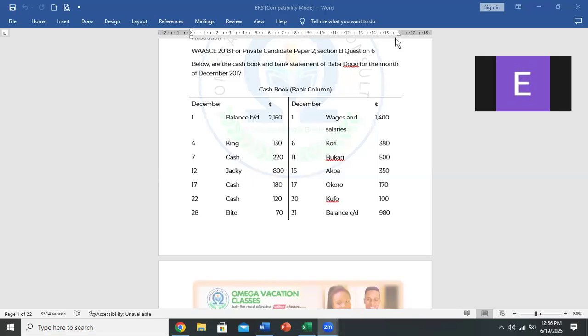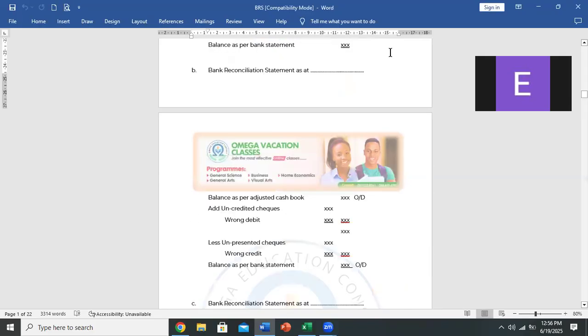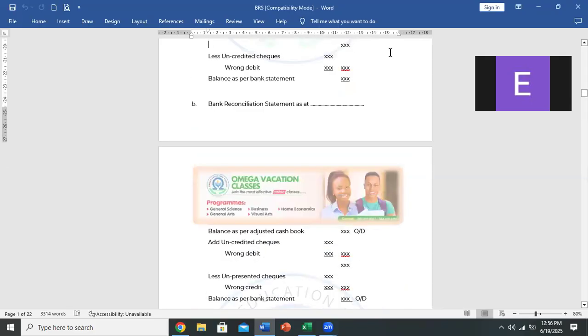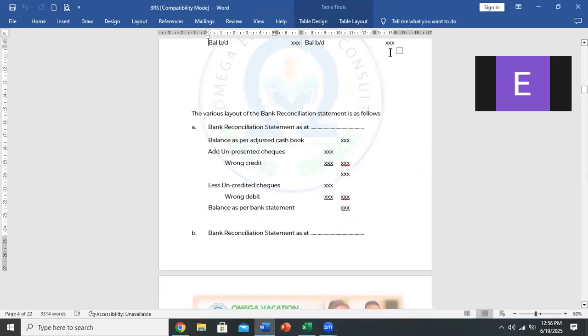Okay, so today we are going to look at an illustration. But before we look at the illustration, it is important for me to quickly show you the format of the adjusted cash book and the bank reconciliation statement. Professors, remember that all that we have been doing borders on some 10 possible causes of the difference between the bank statement balance and the cash book balance, right?